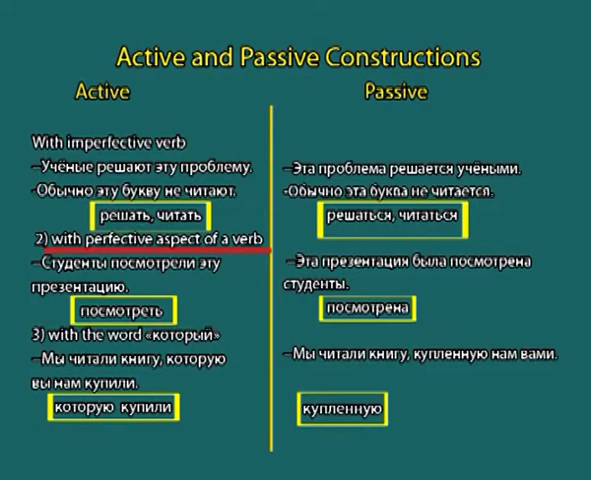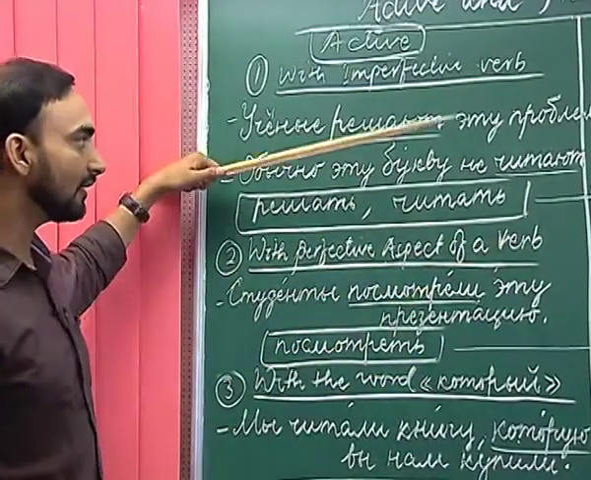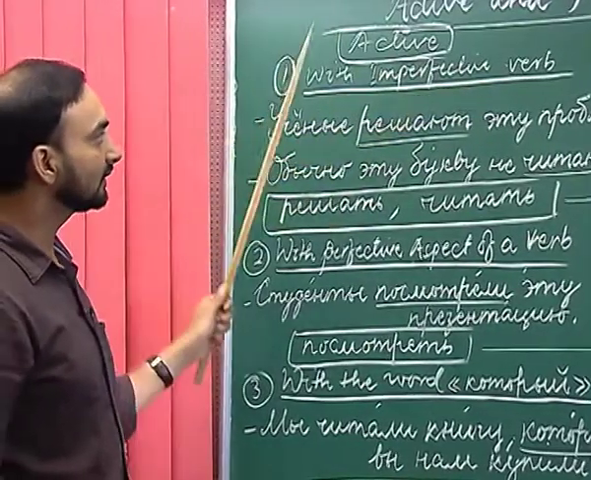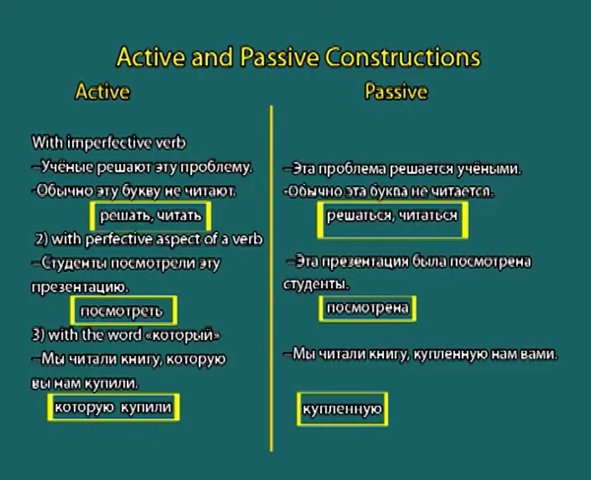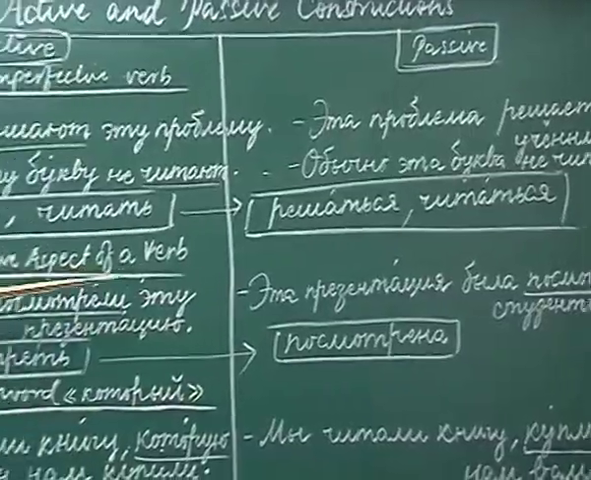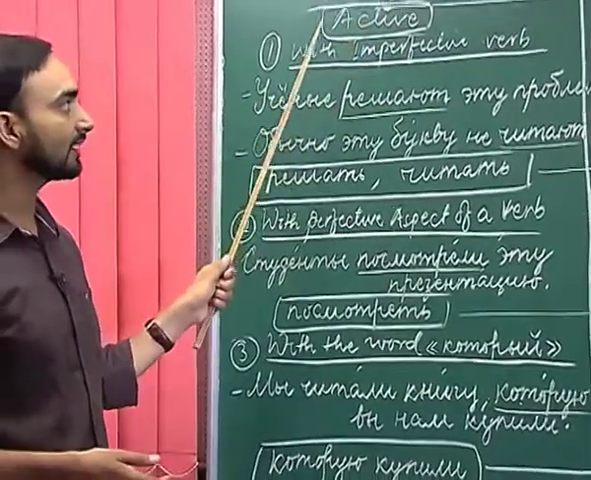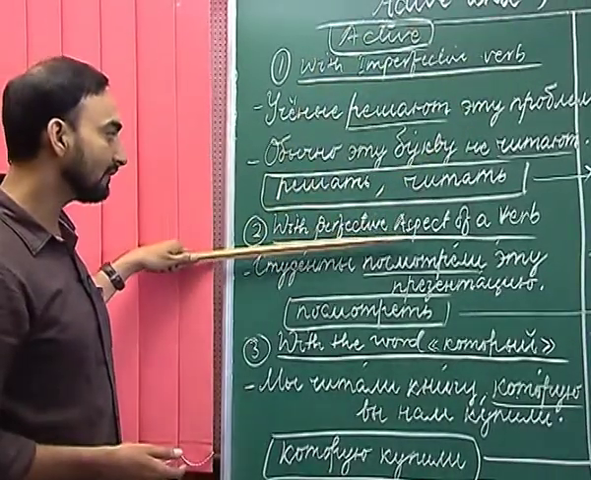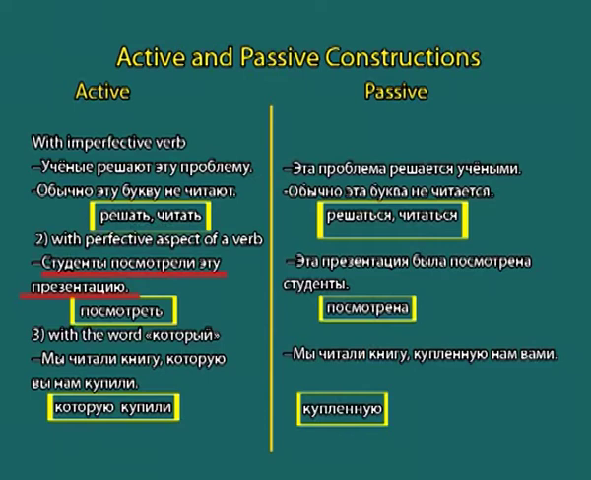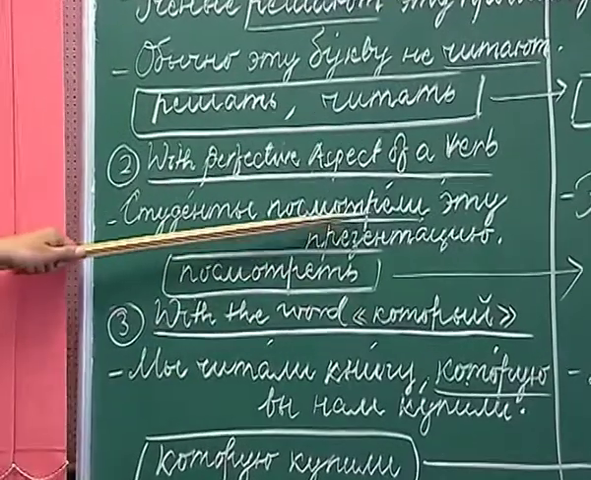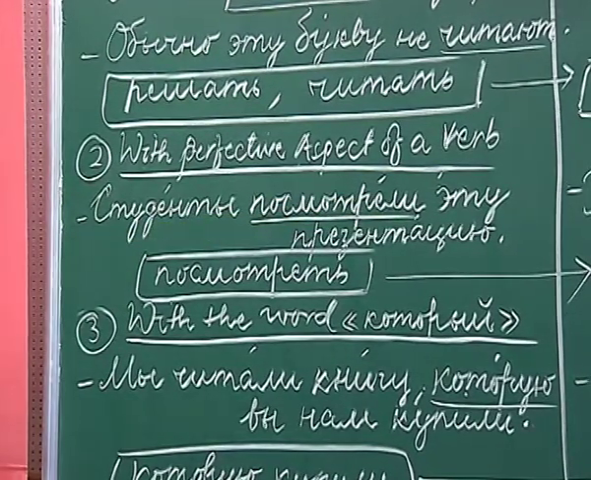So, now the second type of active construction is with perfective aspect of a verb. So, in the first part we have learned that the active construction with the imperfective verbs, they change into passive by using the reflexive verb. So, now the situation is different. Now, we are learning how to convert the active construction into passive when the active construction has the perfective aspect of a verb. For example, studyanti pasmatreli etu presentatsiu. Pasmatrech, as we already know, is the perfective aspect of the verb smatrech, to look or to watch.